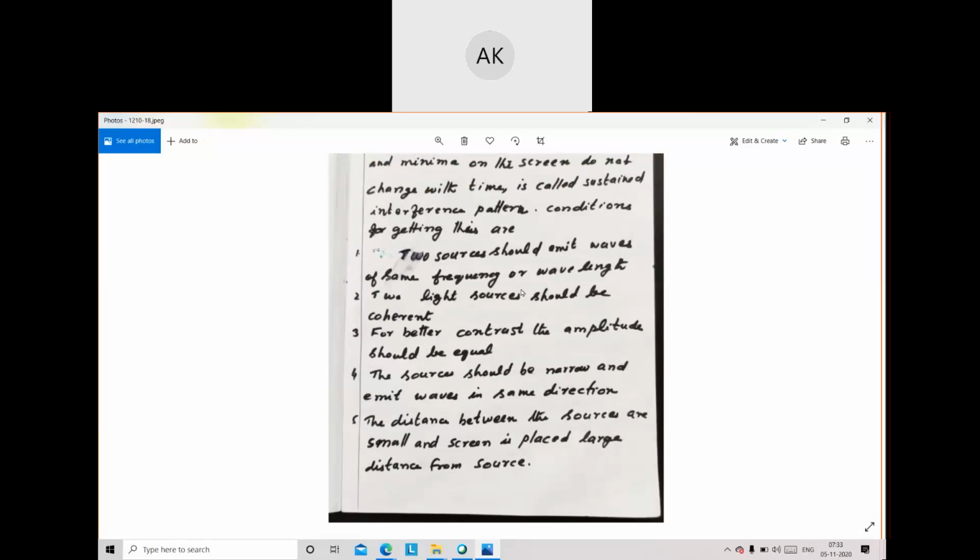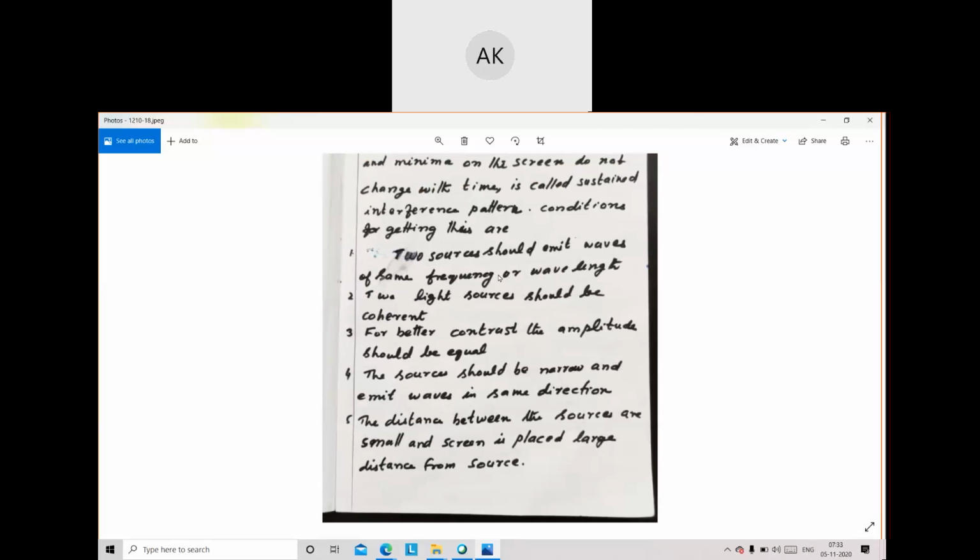Two sources should emit waves of the same frequency or wavelength. That means the sources must be coherent. Two light sources must be coherent. Same frequency, same wavelength, then it will be coherent. For better contrast, both the amplitudes should be equal, then we get very good contrast. Our interference pattern will be very good, better fringes will be obtained.